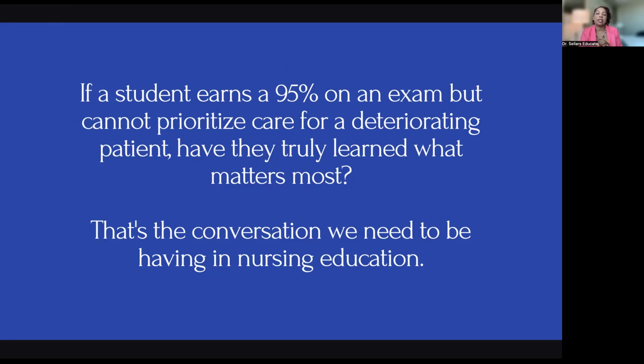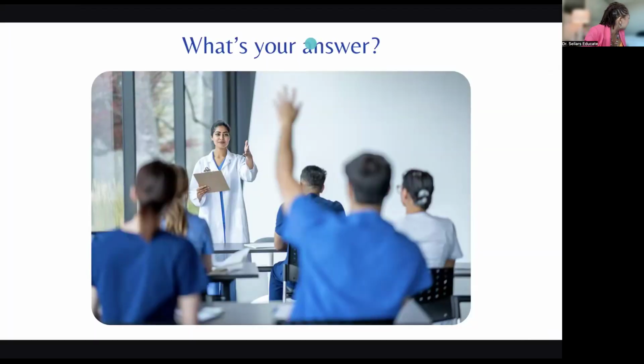If a student earns a 95 on an exam, but cannot prioritize care for a deteriorating patient, have they truly learned what matters most? That's the conversation that we want to have as nurse educators. Being able to quantify learning is important for that cognitive learning domain. So 95 is good. We still want to look at, though, what are the gaps associated with prioritizing care? And what are the next steps that we want to take to help our students be able to engage in safe patient care? 5 minutes.